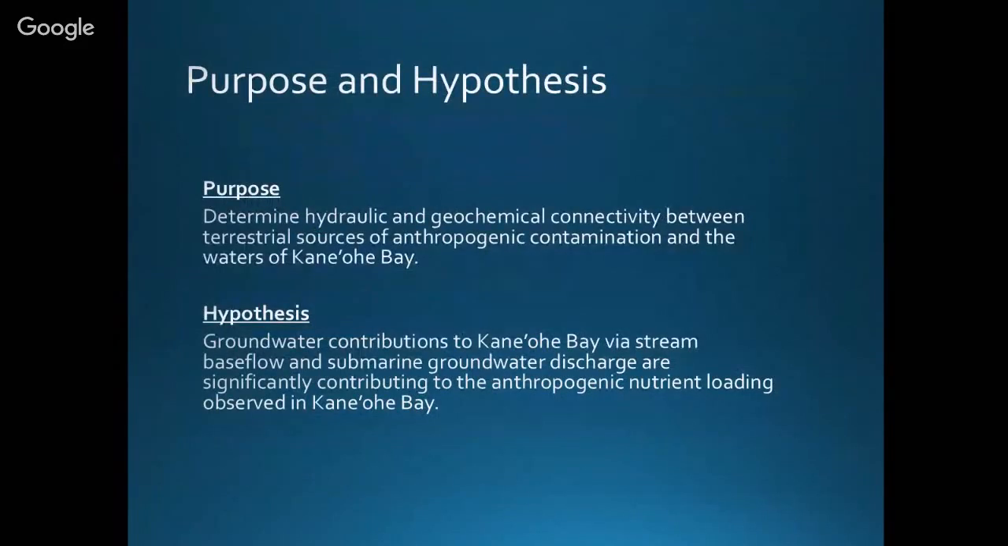The purpose of our study is basically to determine how connected these on-site disposal systems are and these sources of nutrient pollution to Kaneohe Bay. So how does this contamination move from the land to the bay, and what are the effects of that? What is the transport like?